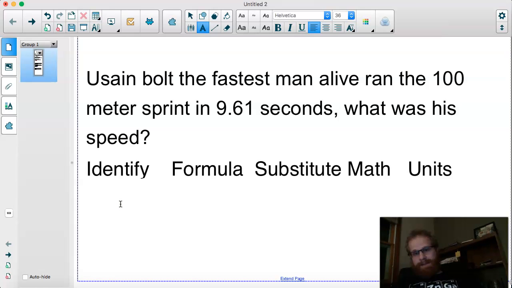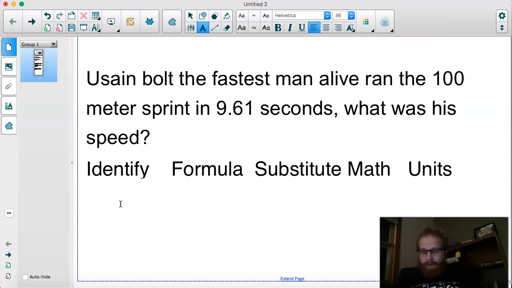Usain Bolt is the fastest man alive, and he ran the 100-meter sprint in 9.61 seconds. What was his speed? Go ahead and try and solve this process. If you get stuck, feel free to go back to the previous problem. The process that we use for this problem is exactly the same as the process we used for the last one. So you can use that as a guide to help you through with this one. If you get stuck on one of the steps or don't know what this means or how it works, check the previous problem. Go ahead, once you know your answer, type it in. Don't forget your units. Good luck.